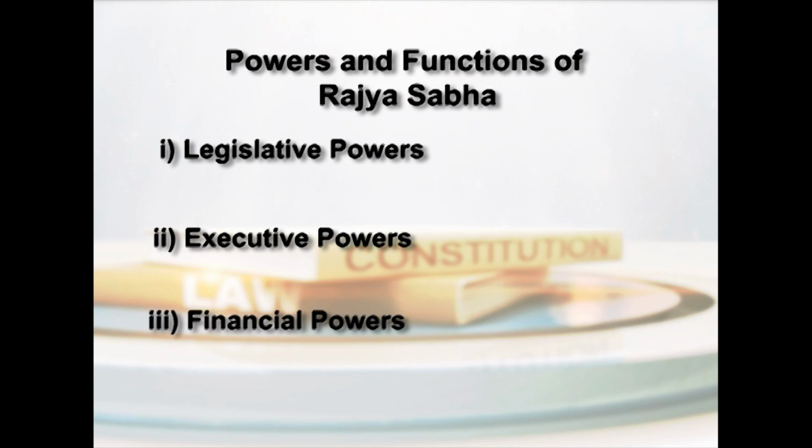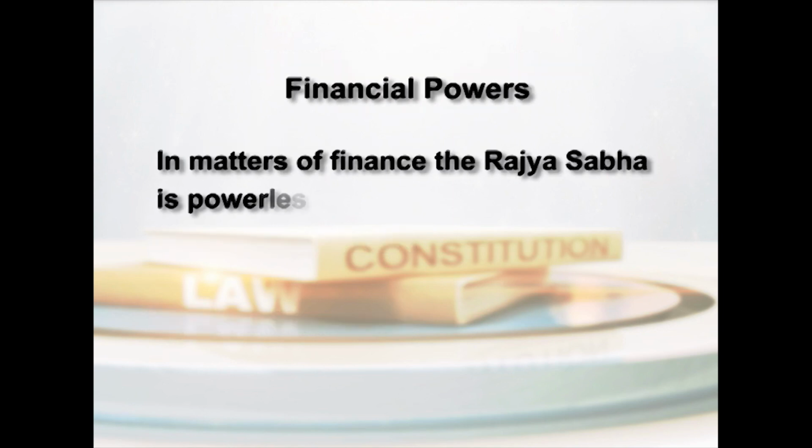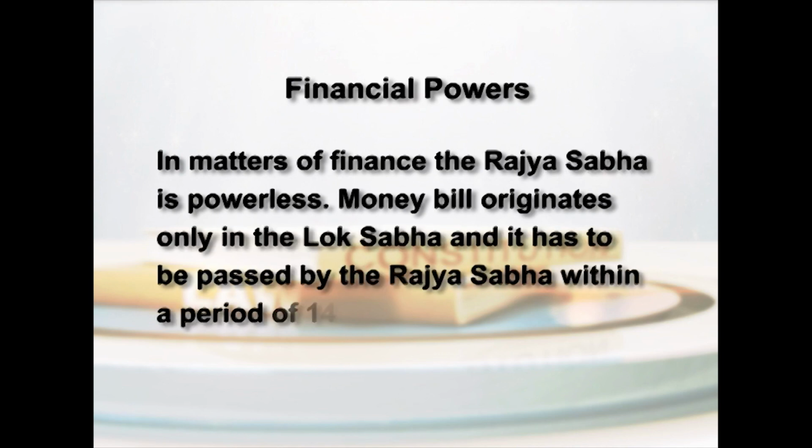Thirdly, there are the financial powers of the Rajya Sabha. In matters of finance, the Rajya Sabha is basically powerless. A money bill originates only in the Lok Sabha, and it has to be passed by the Rajya Sabha within a period of 14 days. There are certain areas of power where the authority of the Rajya Sabha is equal with that of the Lok Sabha.